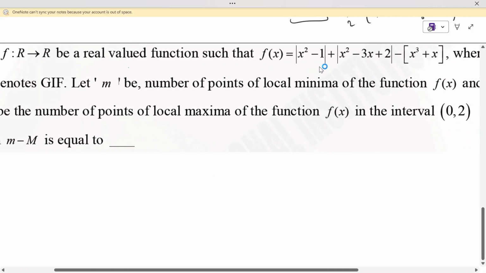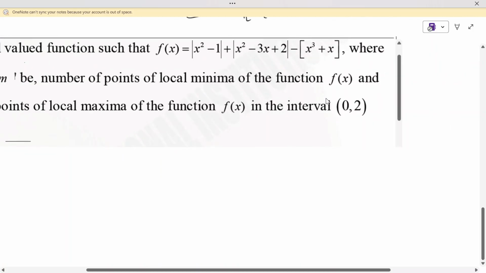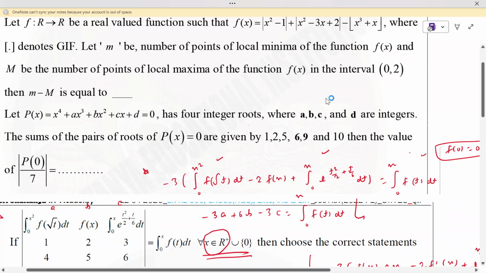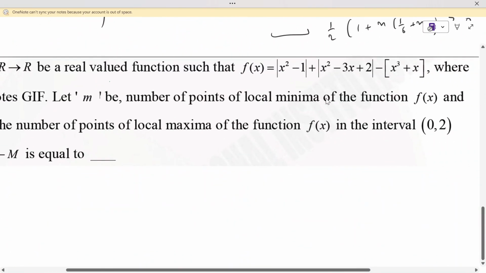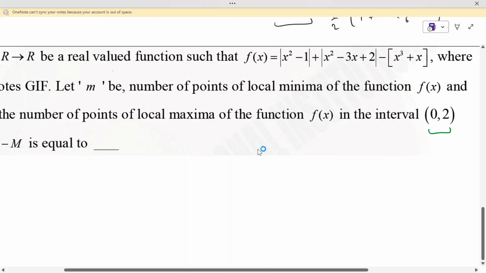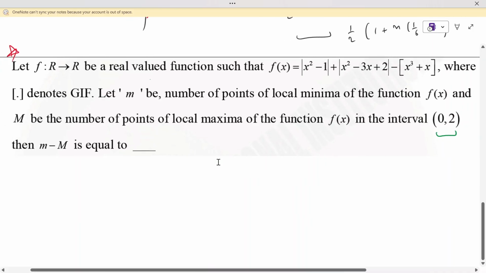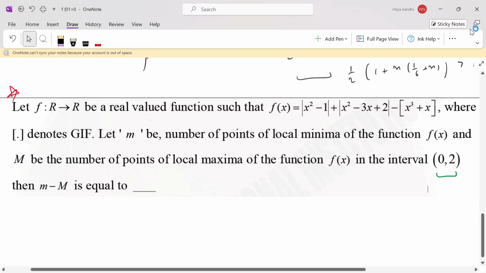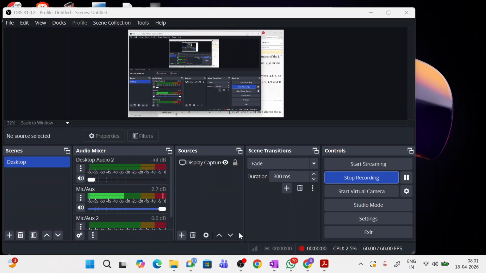तो फंक्शन ये दे रखा है, मेरे को इसका ग्राफ प्लॉट करना है, एंड नंबर ऑफ पॉइंट्स ऑफ लोकल मिनिमा. ओके, तो सबसे पहली बात तो जीरो से टू के बीच में मुझे इसका ग्राफ प्लॉट करना है, और यहाँ पे जेईई देखे तो पूरी ऐसी तैसी हो रखी है. It's not gonna be simple for sure. What's the answer of this one? क्या था आंसर?